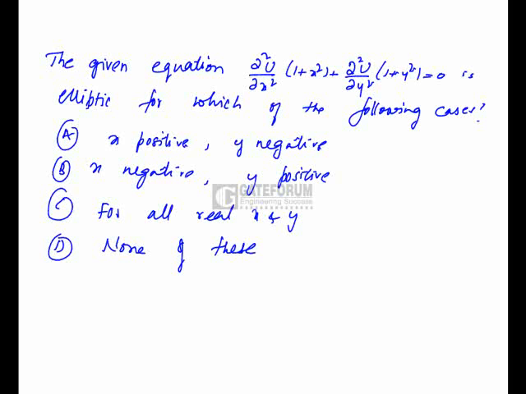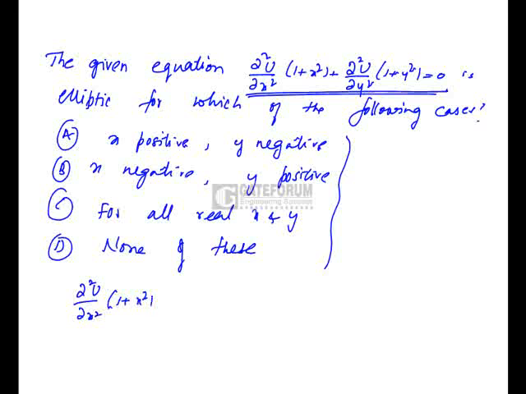Now we have to check for which of these cases the given differential equation is elliptic. The given partial differential equation is dou square u by dou x square into (1 plus x square) plus dou square u by dou y square into (1 plus y square) equals 0. Let it be equation 1. Let us write the standard form of the elliptic equation.